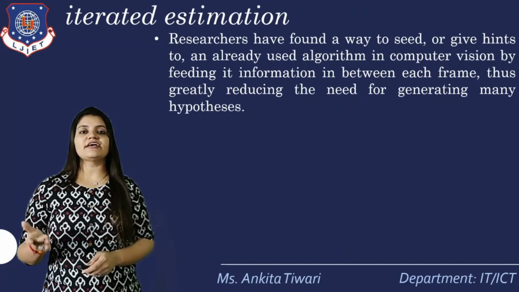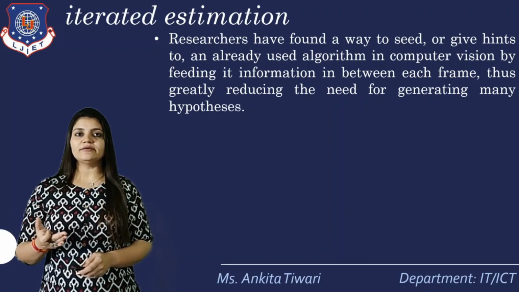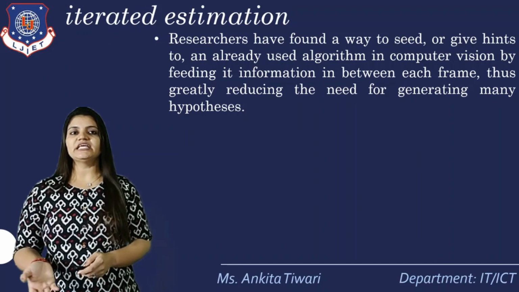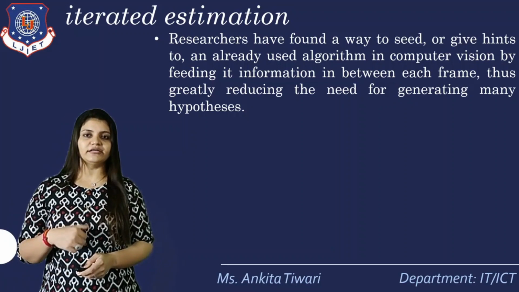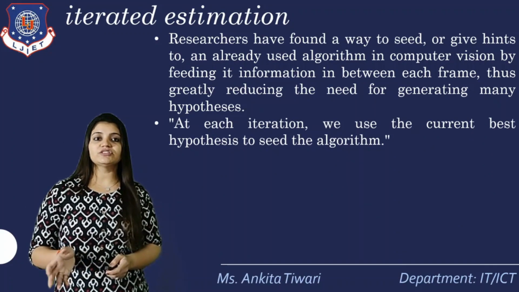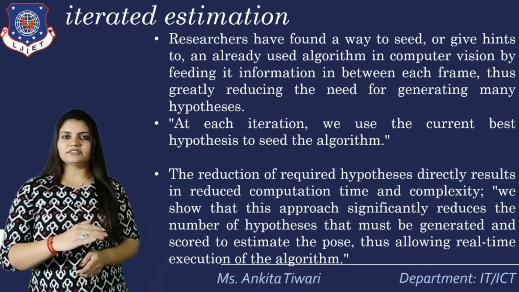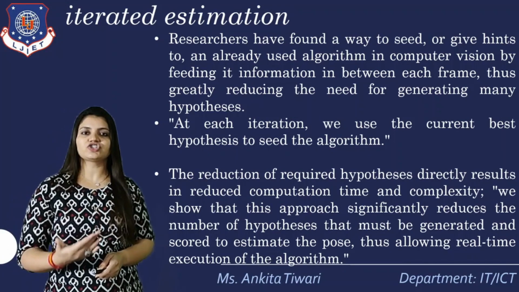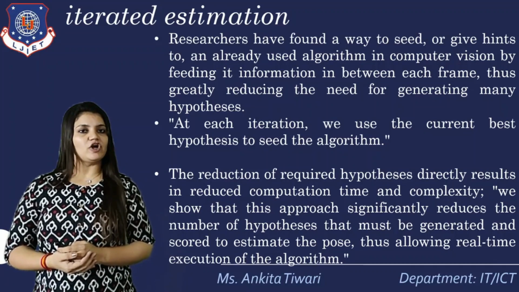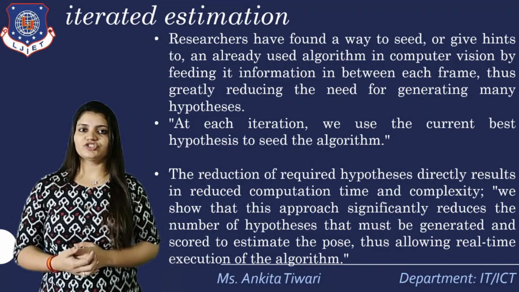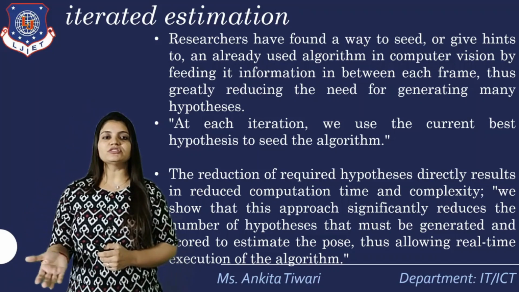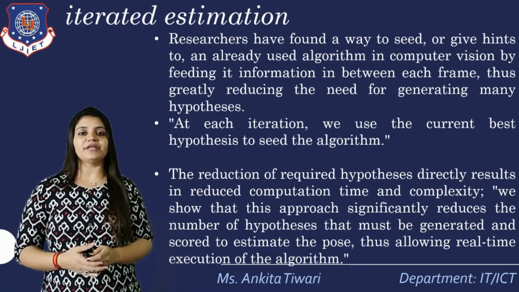With respect to that, the researchers have found a very good way to give hints to an already used algorithm in computer vision, by feeding it information in between each of the frames so that it gets the answer correctly and very quickly, thus reducing the need for generating many hypotheses. At each iteration, we use the current best hypothesis to seed the algorithm. The reduction of the required hypotheses directly results in reduced computational time and complexity. We show that this approach significantly reduces the number of hypotheses that must be generated, making it suitable for real-time applications.